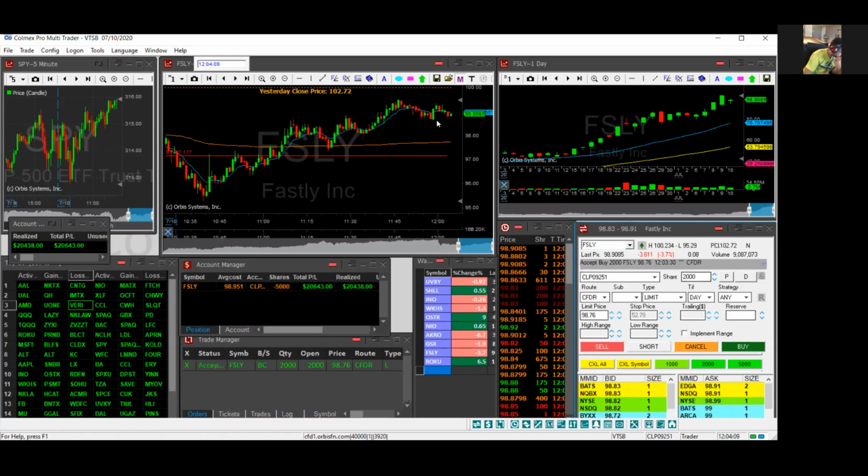But let's see, as long as it doesn't break this low here, it could easily reverse and take the day's high. So, and take this swing high. So let's wait and see. It's about to take my partial. 2 cents, no.